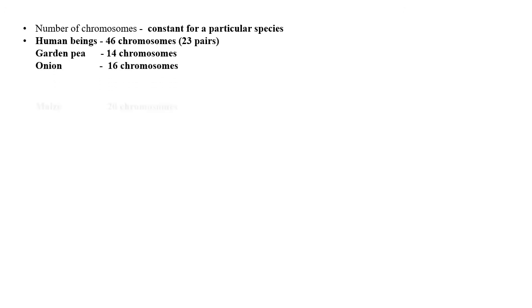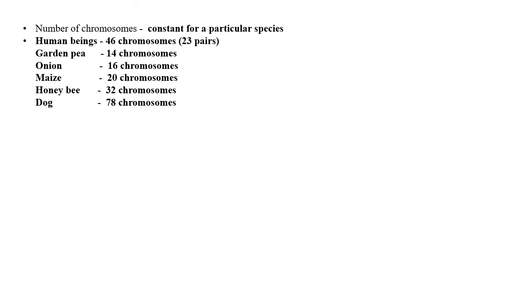The number of chromosomes is always constant for a particular species. In human beings, the number of chromosomes is 46, 23 pairs. The garden pea contains 14 chromosomes, onions 16 chromosomes, maize 20 chromosomes, honeybee 32 chromosomes, while dog has 78 chromosomes.